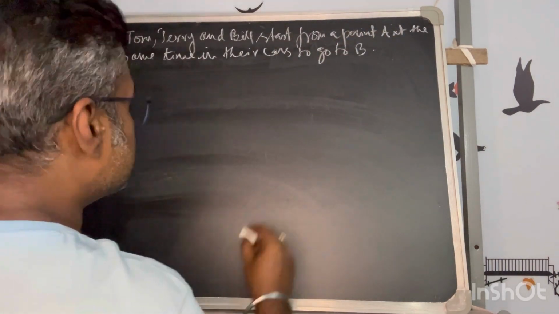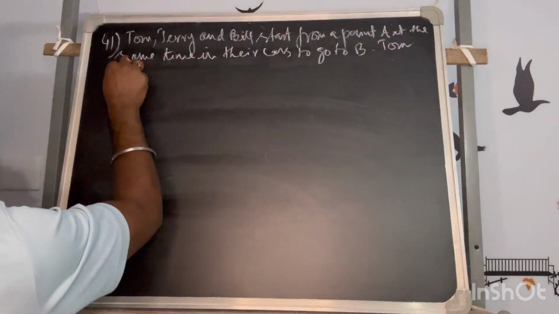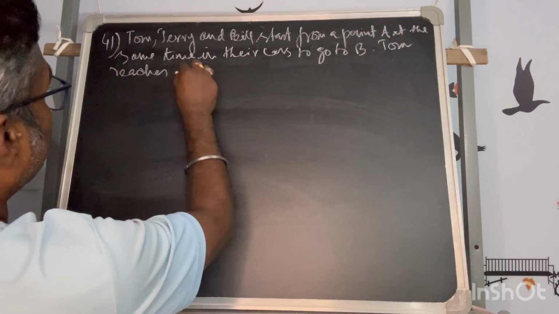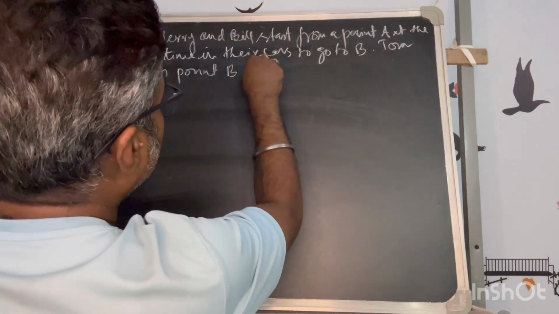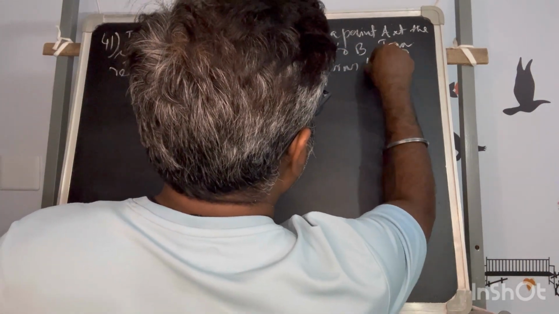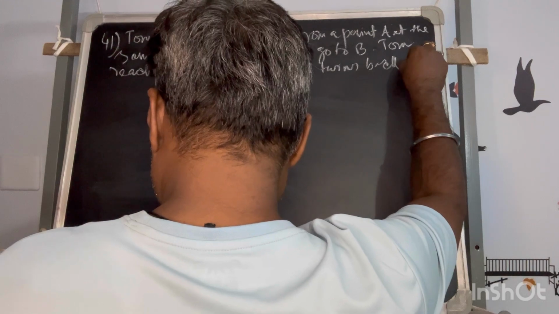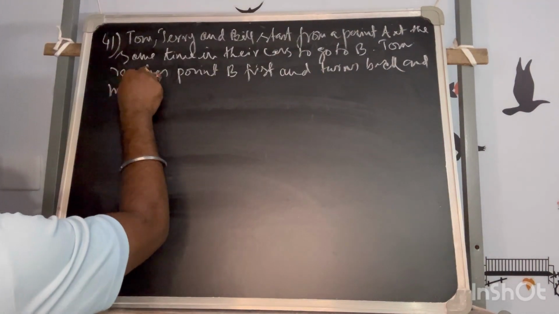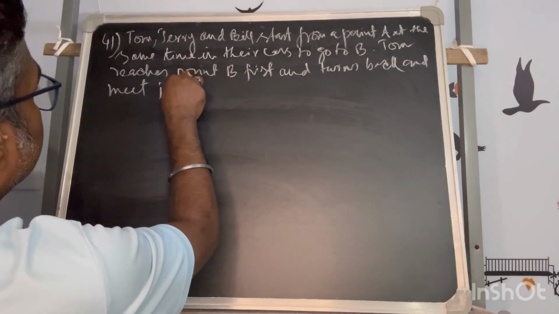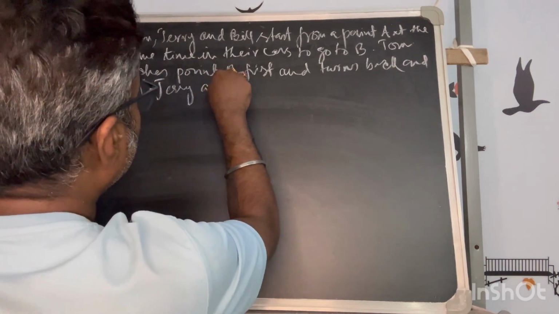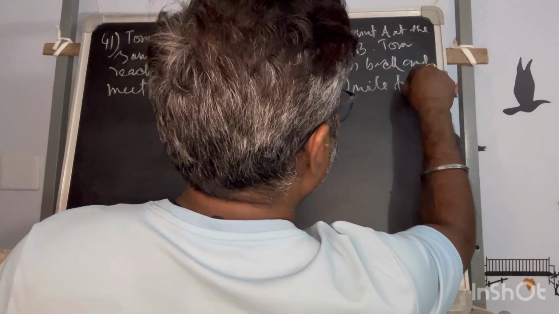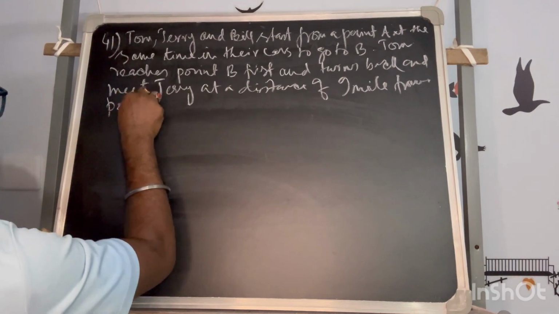Tom reaches point B first and turns back and meets Jerry at a distance of 9 miles from point B.